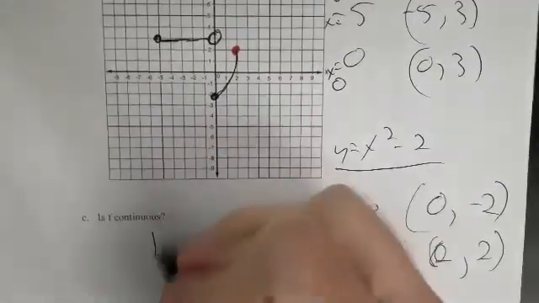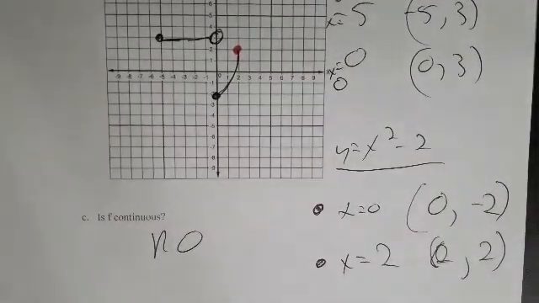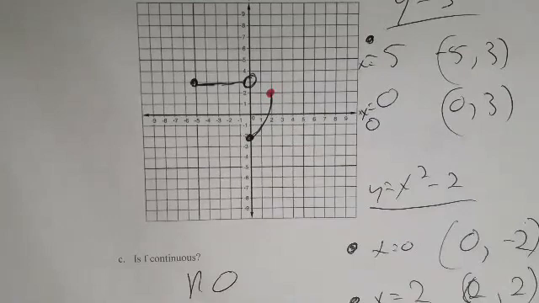This is not continuous. And that's what your graph should look like. Any questions over anything? We went through everything, right? That's it.